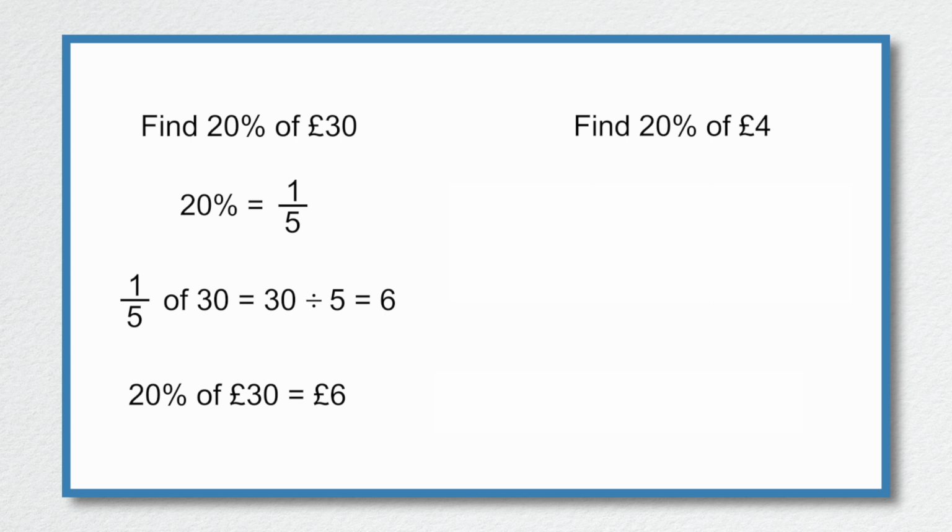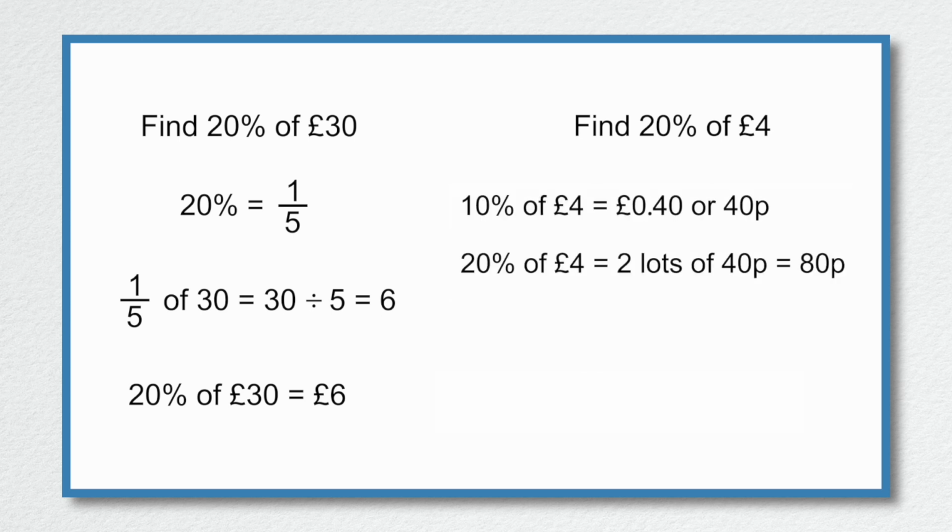But in this question here, find 20% of £4, finding a fifth of £4 isn't as obvious. However, if I found 10% of £4, well, I know that's going to be 40p. So 20% of £4 must be 80p. So 20% of £4 is equal to 80 pence.